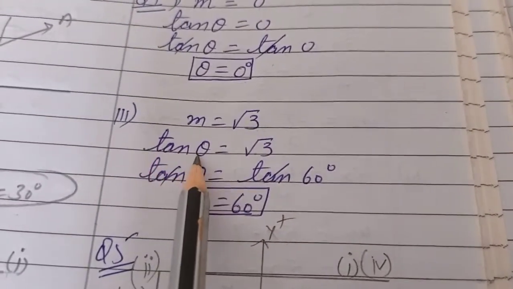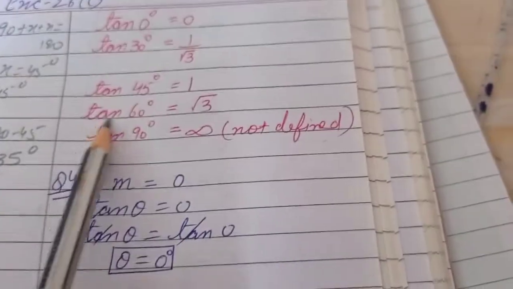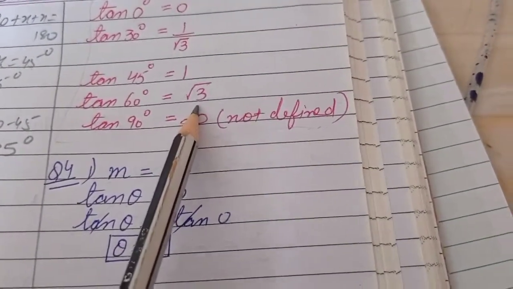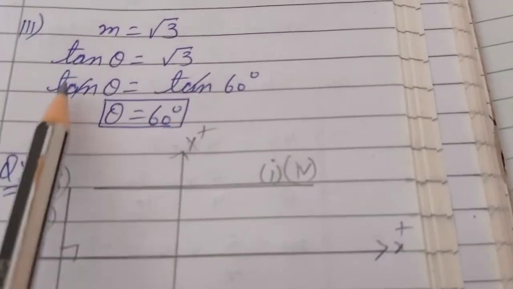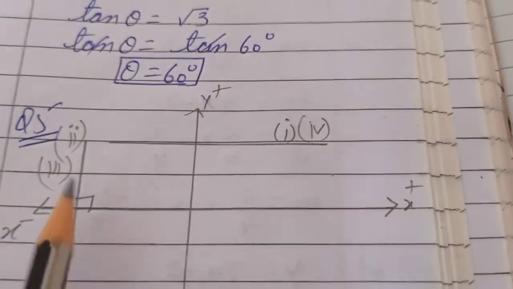Next part, m is equal to root 3. M can be written as tan theta and root 3. See, where is tan root 3? It is at tan 60. So in place of root 3, I can write tan 60, which I wrote over here. Now tan and tan will get cancelled. Theta is 60 degree.